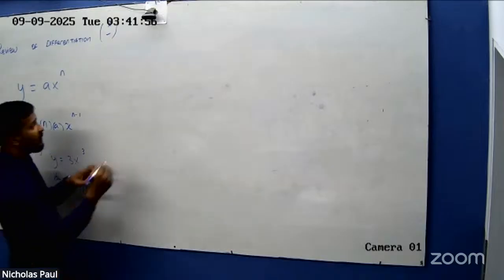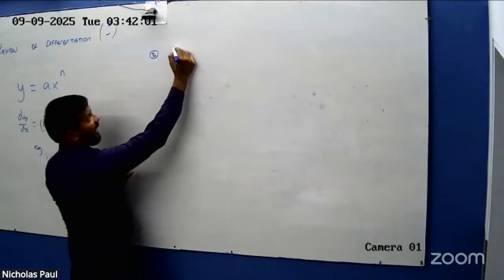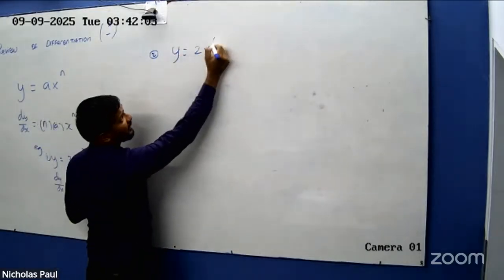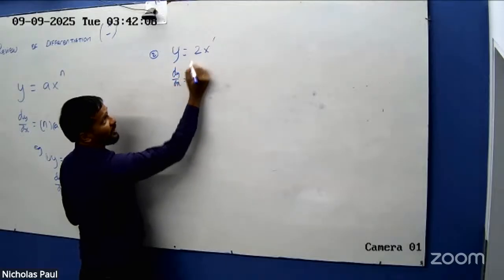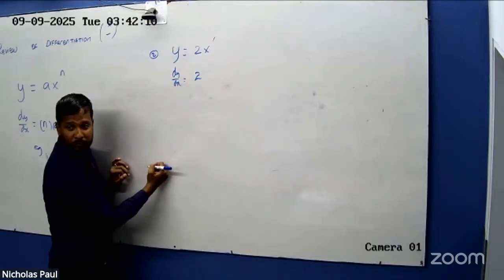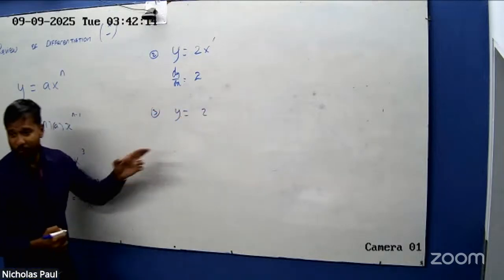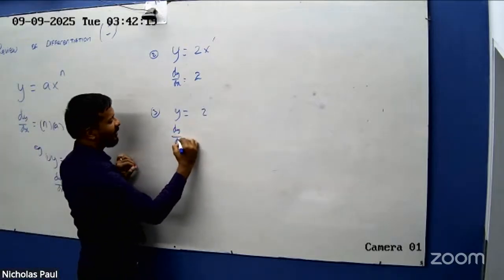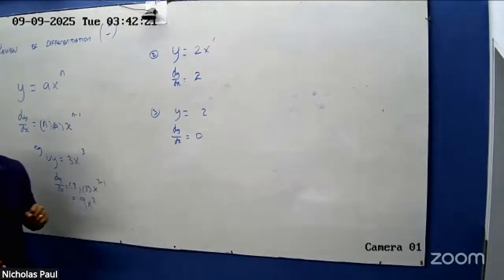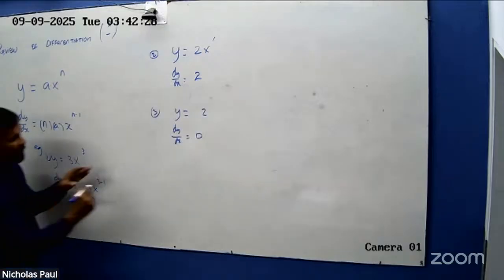Watch this here. I'm going to show you a few different types. If I ask you to differentiate 2x to the power 1, because the power is 1, the differential of 2x is just simply 2. And the differential of 2 is 0. I hope you remember that the differential of any constant is 0. Okay with that? So now I'm going to put them together into one equation.